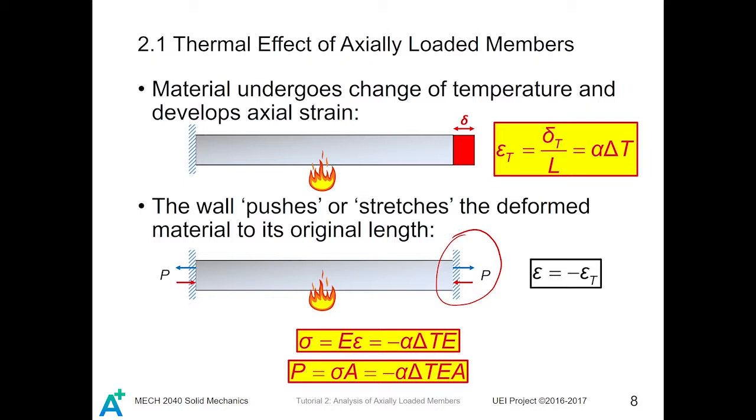Similarly, for the axial force, you just multiply the stress by the area of the cross-section, then you will get minus alpha delta T E. So that part is completely the same, right? And then you just multiply it by A. So I repeat, the axial stress equals minus alpha times delta T times the Young's modulus, while the axial force equals minus alpha times delta T times E, and then you multiply by its cross-sectional area.